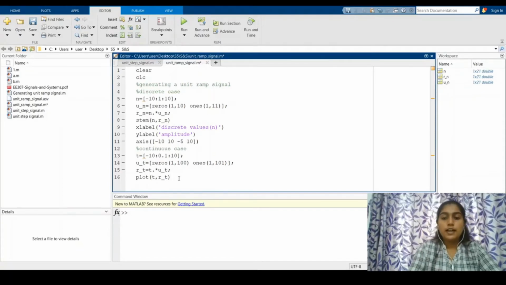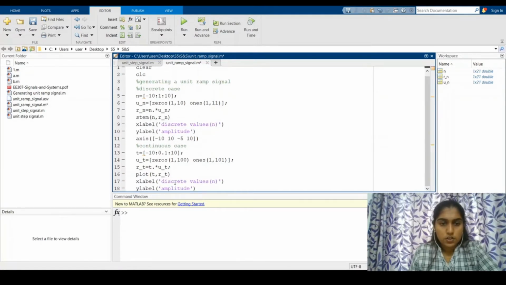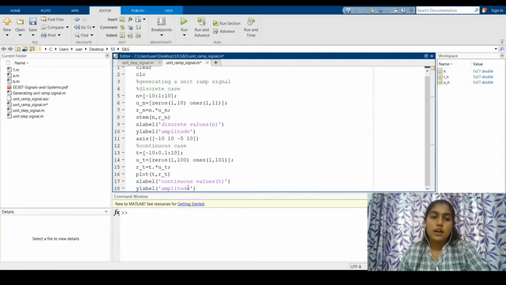Now after this, as we did before, we can give the x label and y label. You can just give the same here. I'm not writing it again. Let's just copy paste it and we can just change it. So instead of discrete values, we can give it as continuous values, and here it remains as t, and this remains as amplitude.